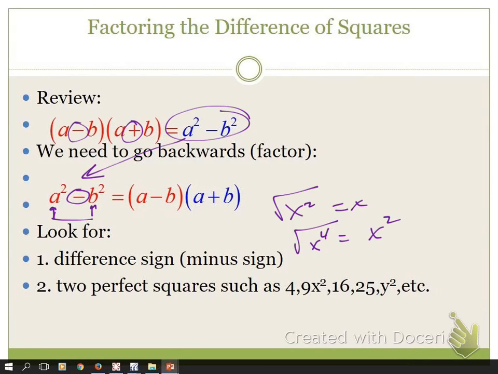X times x is x squared. X squared times x squared is x to the fourth. So the square root of x to the fourth is x squared. You just divide the exponent in half. Okay?